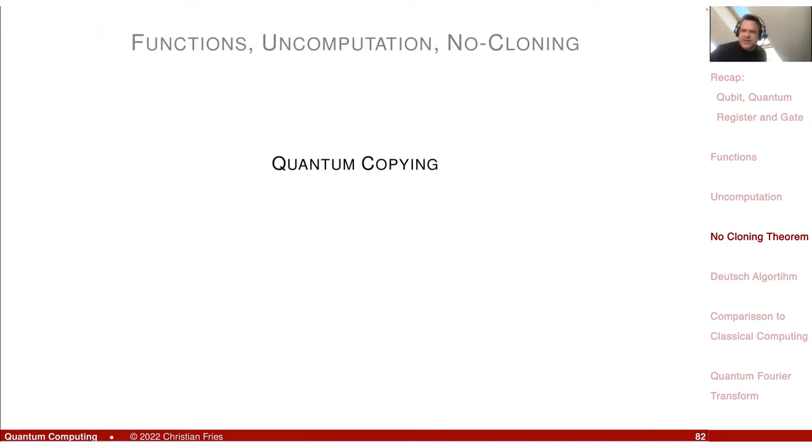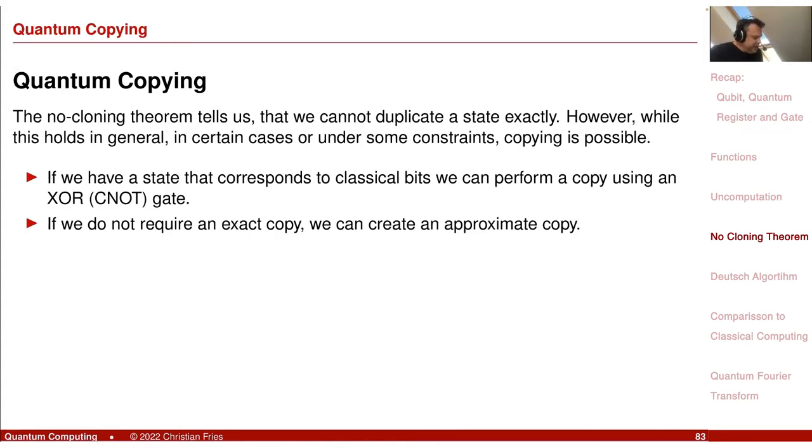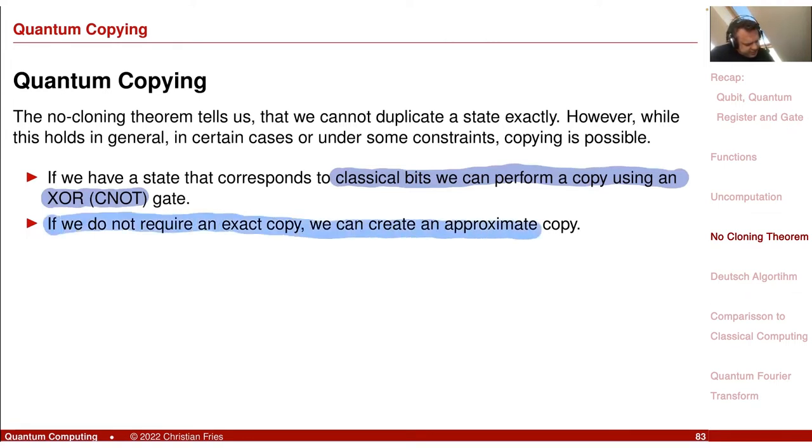Nevertheless, there is something called quantum copying. So we can copy states, but only in an approximate sense. To illustrate this, first note, if you have a classical bit, you can create a copy using a CNOT gate on a zero. So a CNOT gate is creating the NOT for the zero if the other one is a one, so it is creating the copy. And if you do not require an exact copy, there are methods to create approximate copies. I don't go into details, but you maybe can look this up. It's also mathematical theory.